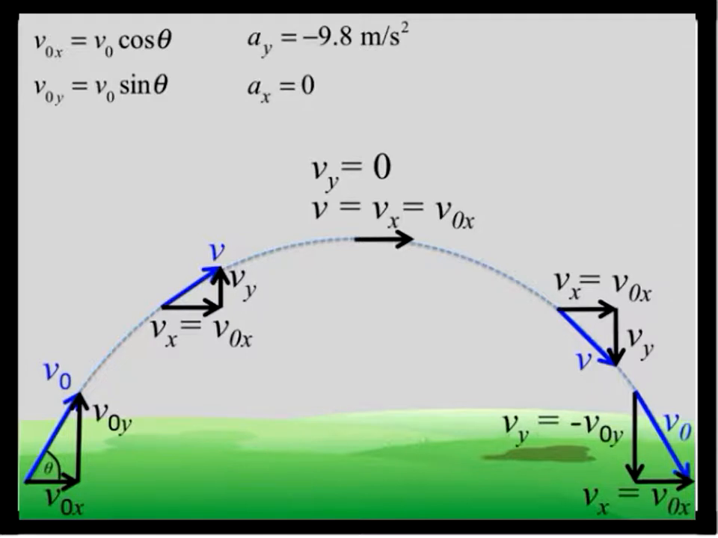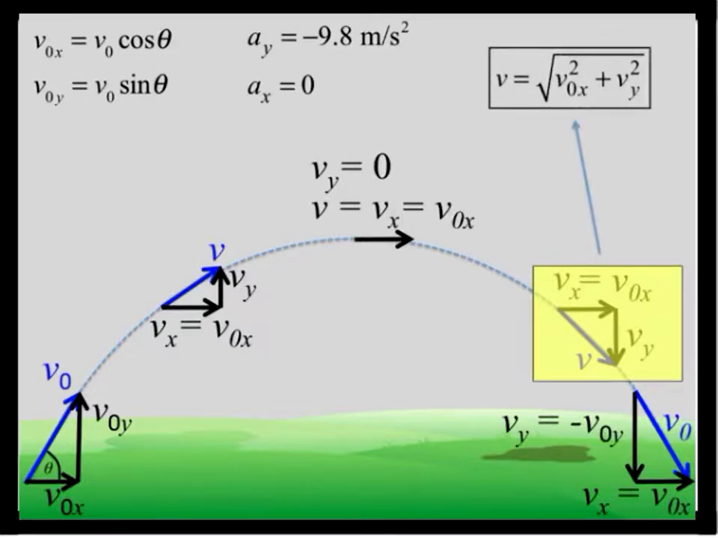One thing to notice from this figure is that the speed of the ball at any point along its trajectory will be equal to the magnitude of the vector sum of its x and y components. Take the highlighted position here, for example. To calculate the ball's speed, we just have to use the Pythagorean theorem.